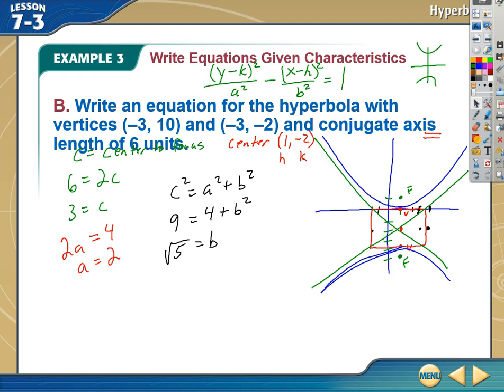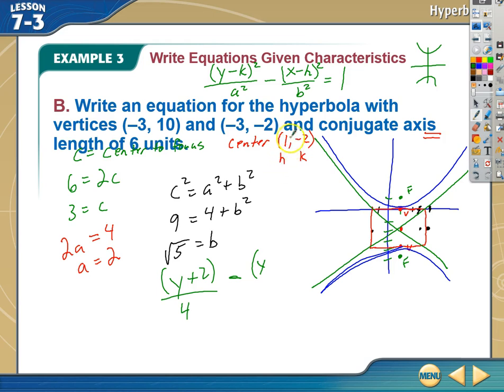All right, I still need to go ahead and write my equation based off everything I've got. And here we go, y minus k, so it's going to be y minus... oop, not 1. y plus the 2, that's the y coordinate. Okay, the x all over a squared. So a in this case was 2, so a squared is 4. Minus, excuse me, x.